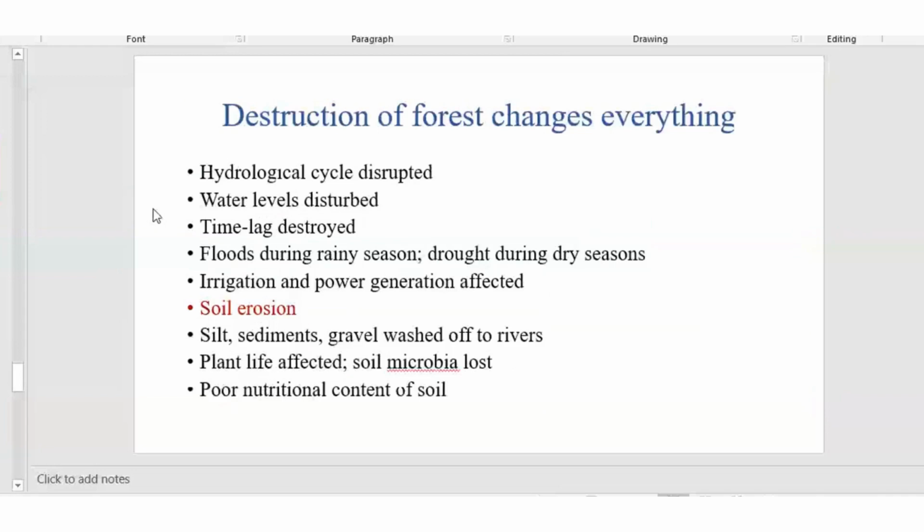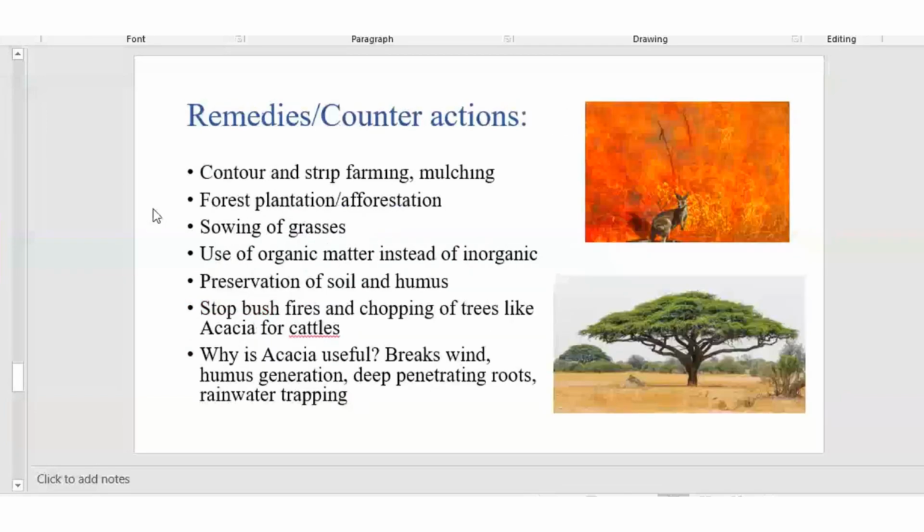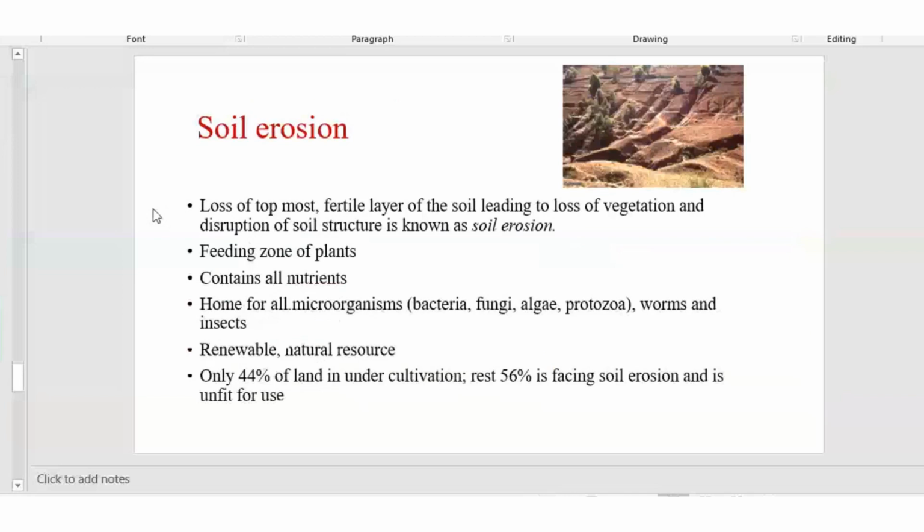So we'll be covering soil erosion in detail now: what soil erosion is, what the different causes are, what the different types are, and what events actually lead to soil erosion. Soil erosion, as I think everybody knows, is the loss of the topmost, most fertile layer of the soil. Its loss also leads to loss of vegetation.